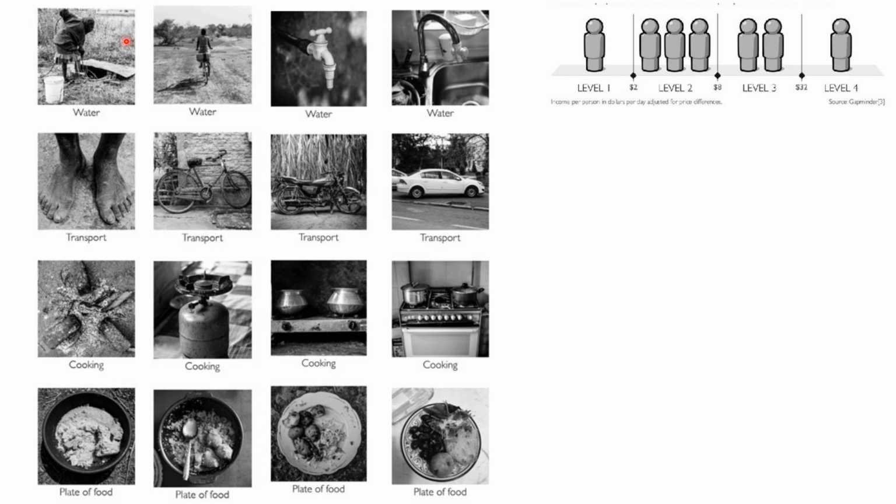However, when the level improves to level 2, they may have a bicycle to fetch water, and they may have a gas stove, and their food is improved. And in level 3, they may have cold water inside their house. They don't need to fetch water from a far place. And they can buy a motorcycle. In level 4, there may be hot and cold water inside their house, and they can buy a car, and so on.